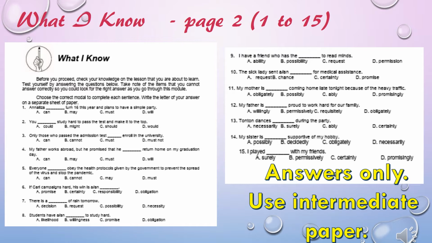Take note of the items that you cannot answer correctly, so you could look for the right answer as you go through this module. So I'm giving you 1 minute and 30 seconds to answer this 15-item activity. Please use intermediate paper, and if the time is not enough for you, feel free to pause this video and answer according to your pace.